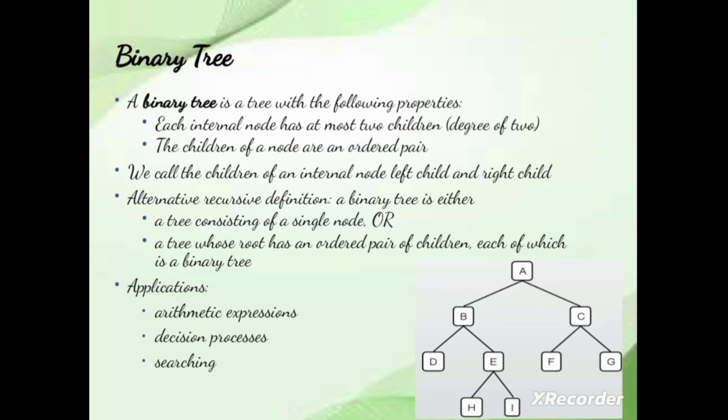Decision processes. Binary trees can be used to model decision processes. Each internal node represents a decision point, and the left and right children represent the possible outcomes or choices at the decision point. The structure is useful for decision-making algorithms and scenarios.